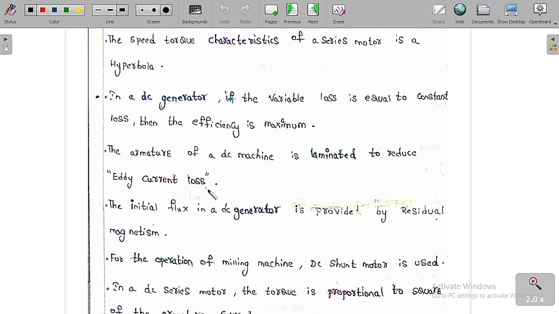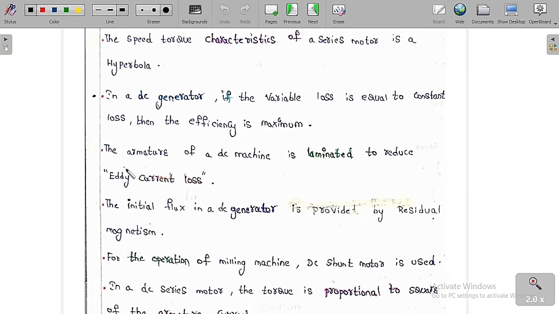This is a very important point that you always need to keep in mind to understand the concepts regarding this. The armature core of a DC machine is laminated to reduce the eddy current losses. I have already told you in the class itself, in a DC machine the yoke is non-laminated, and the armature core and the poles are laminated. Why do they laminate? Because to reduce the eddy current loss. That is the basic reason to laminate the armature core.